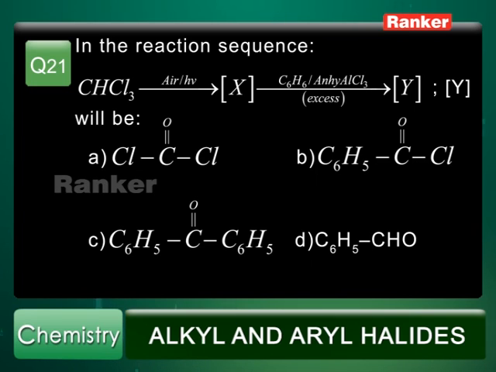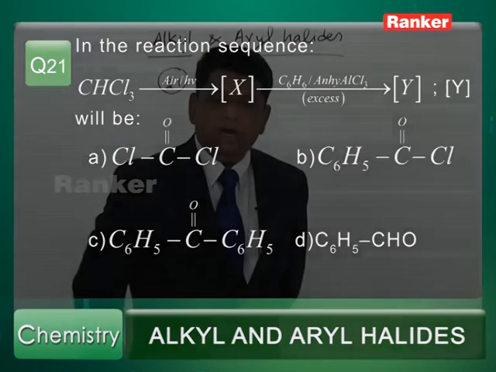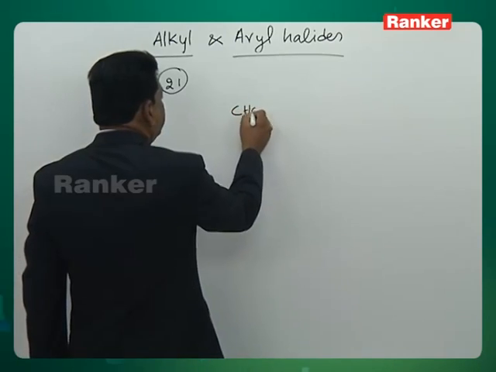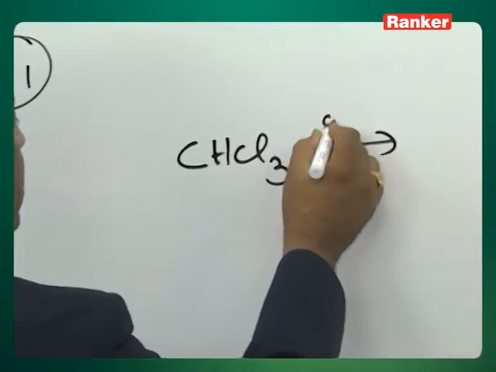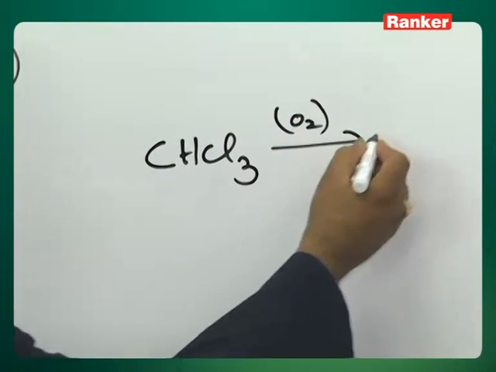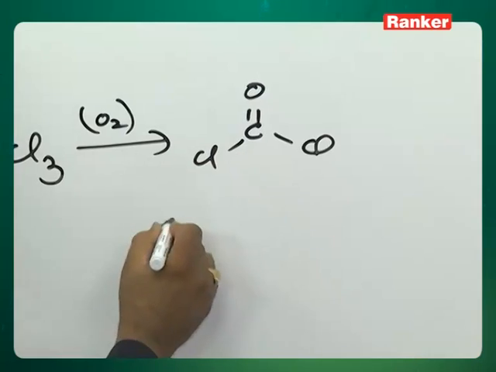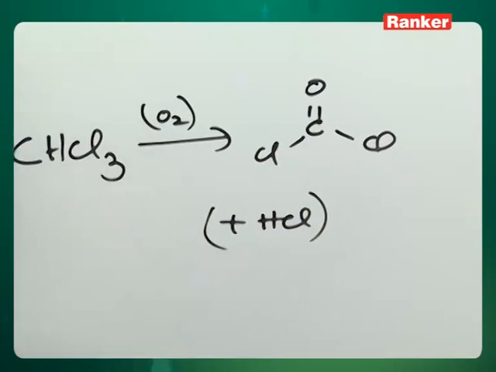So the first reaction is that chloroform actually undergoes oxidation. The product formed here, option A, is phosgene. So X is actually phosgene, but he is asking for Y. Option B is benzoyl chloride, option C is diphenyl ketone, option D is benzaldehyde. In the reaction, chloroform first of all, with atmospheric oxidation, a slow reaction takes place. It will be oxidized to phosgene. It also forms HCl, but we are not worried about this one.